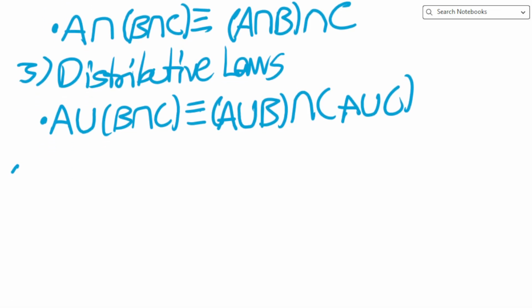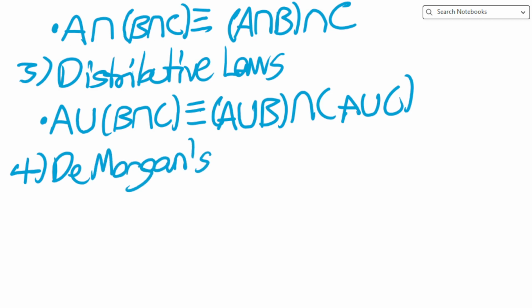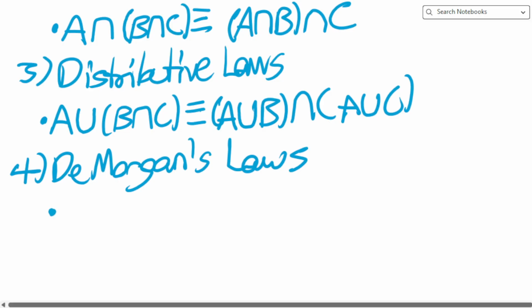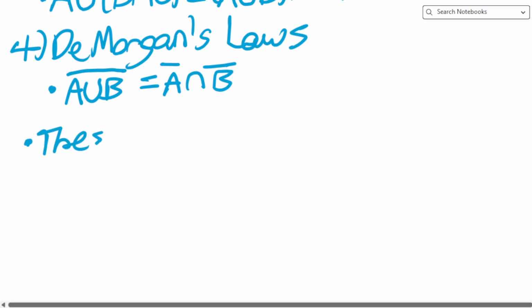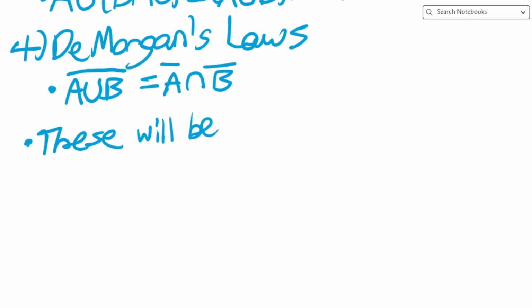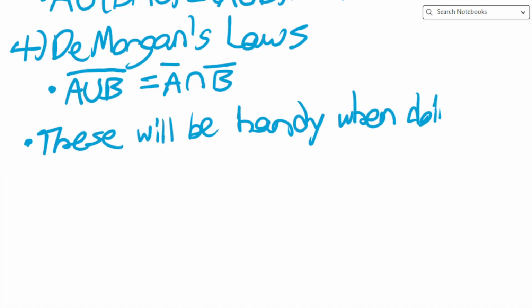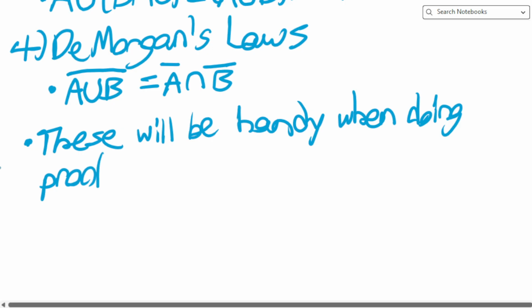And then also we had De Morgan's laws. This was something like the complement of A union B is equal to the complement of A intersection complement B. So these will be handy when doing proofs with sets.